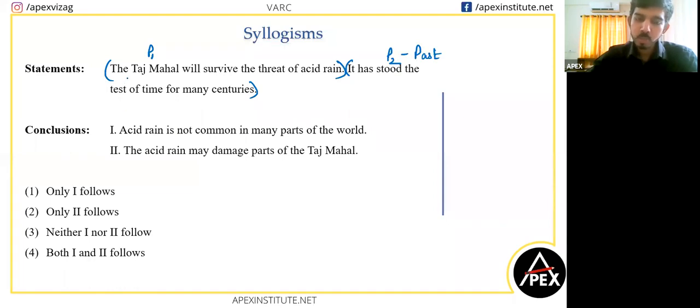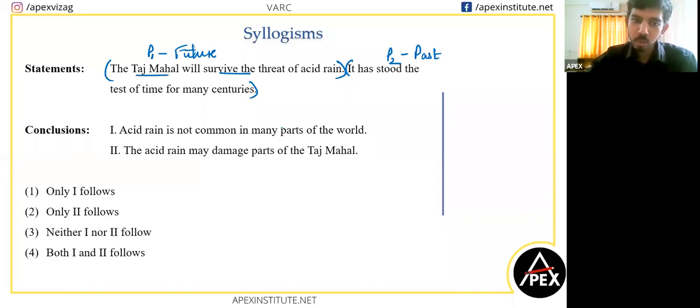And premise 1 is talking about the Taj Mahal will survive the threat of acid rain. Therefore, it is talking about the future. So that's it. Two statements, one about the past, one about the future. But is the author commenting upon acid rain and where it falls? No, it is purely about the Taj Mahal.